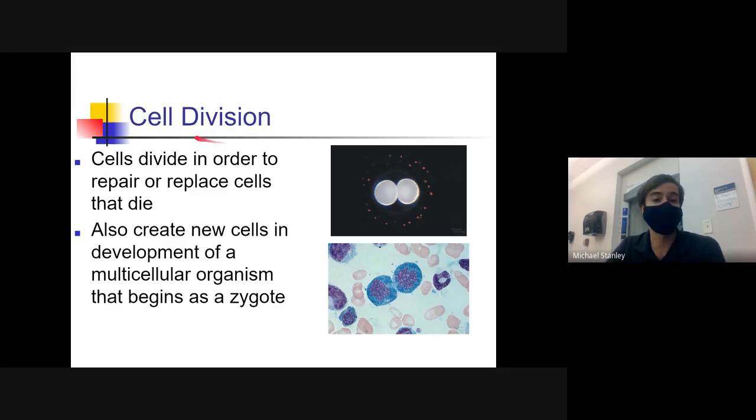All of this requires cell division in order to create new cells. We also have to go through cell division in order to create our sperm and egg cells that'll eventually join up together to start creating a new offspring.